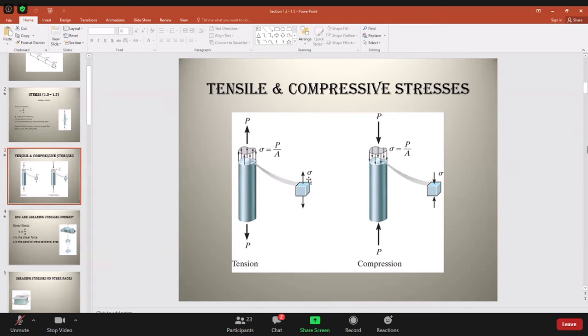So this is tensile, this is compressive. This member is said to be under tension, and this member is said to be under compression. Compression is shown in the opposite direction, tension is shown in this direction. In general, if you remember, tension is taken as a positive force and compression is taken as a negative force.